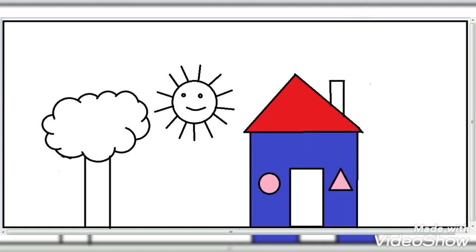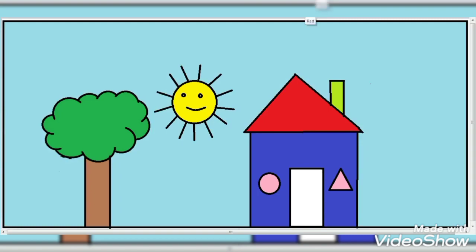Now we will color this house. We have colored red the roof of the house. We have colored pink the windows of the house, and we have colored blue the walls of the house. Now we will color green, light green, the chimney. We will color dark green on the crown of the tree, and the trunk of the tree will be brown. The sun is yellow.